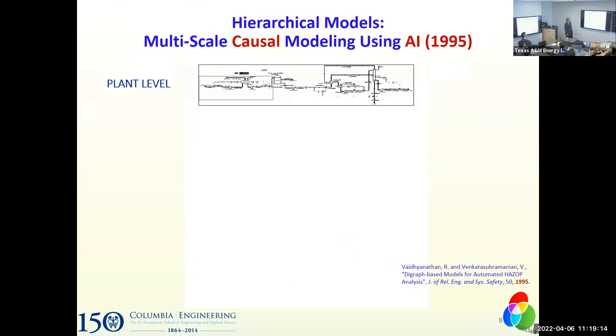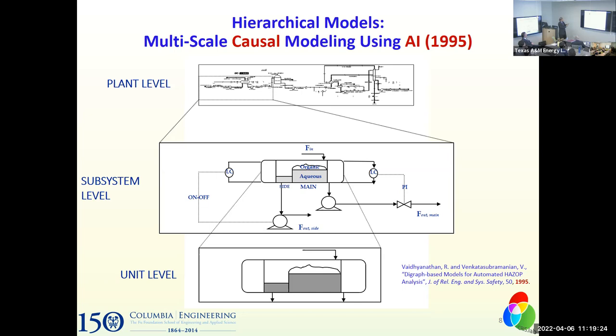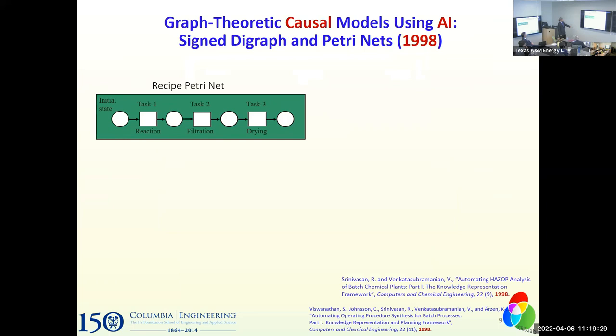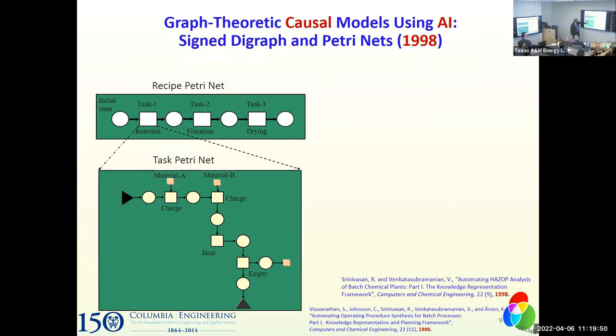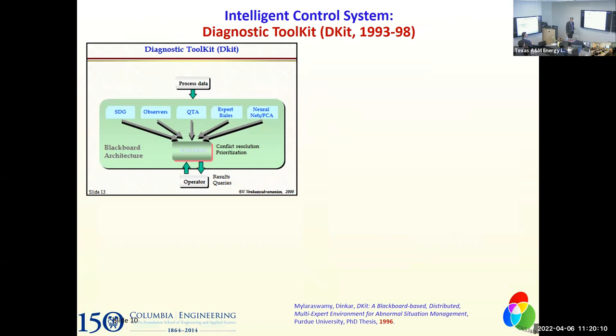So from the plant level, you can focus in on to a particular unit, subsystem, and then to the unit, and then develop diagraph models for capturing the cause and effect relationships. And then for procedures, for startup and shutdown kind of problems, or in pharmaceutical companies, where the procedures carry a lot of the information. For example, this is based on some work we did for Pfizer. There is a process where you have reaction, filtration, drying, and then the reaction itself involves several steps. And so these are all captured in the form of Petri nets. And then each one of those have the several variables associated with them and their cause and effect. So this work went into this intelligent control system that we developed as part of the ASM program for Honeywell, called a DKIT or Diagnostic Toolkit, which is sort of like a panel of physicians looking at a chemical plant.